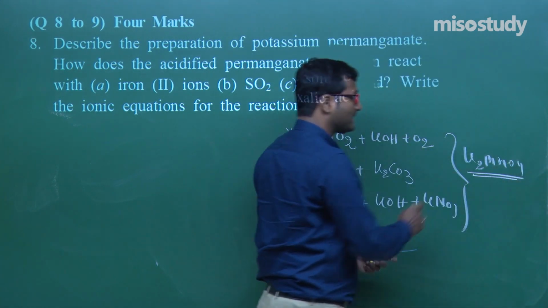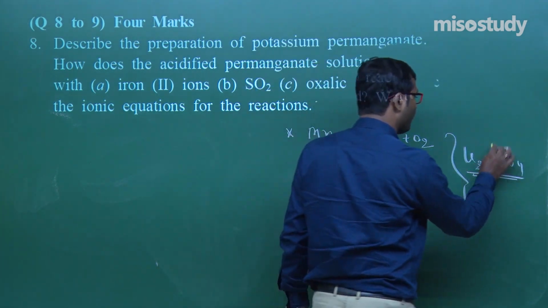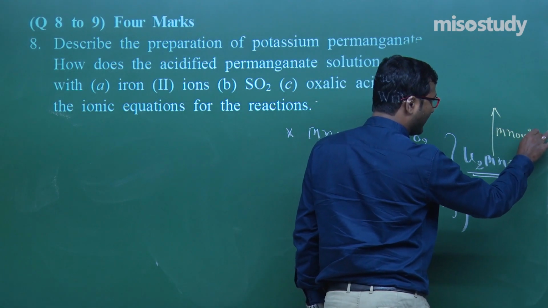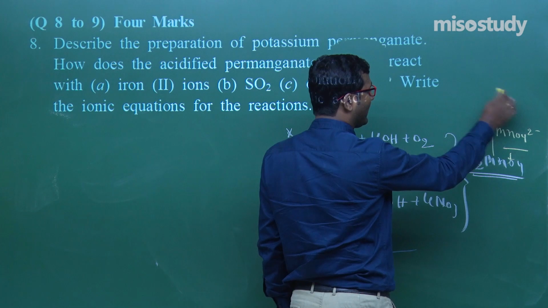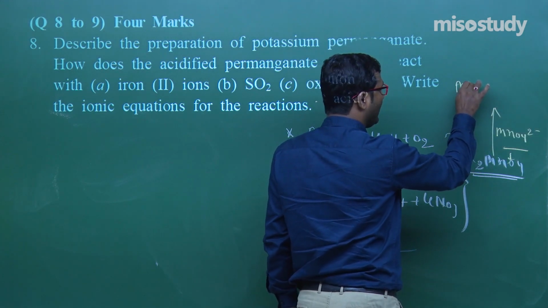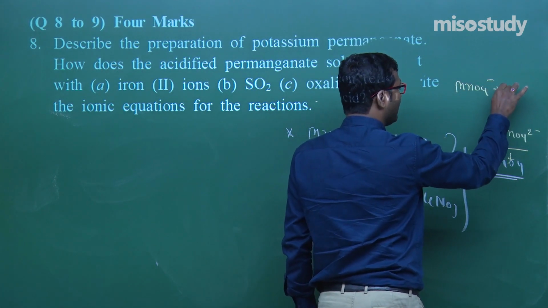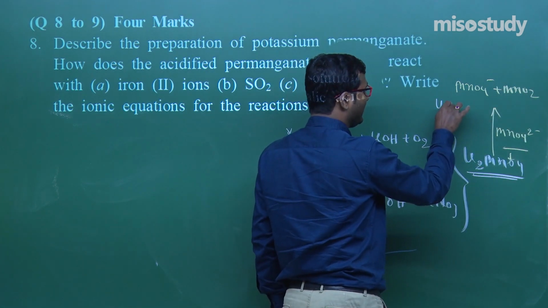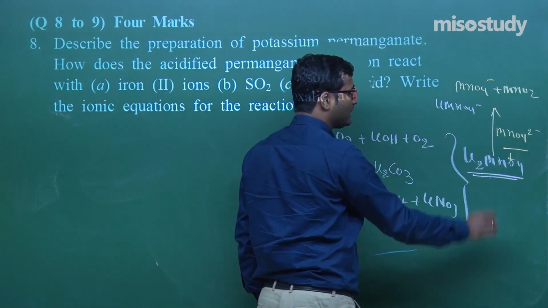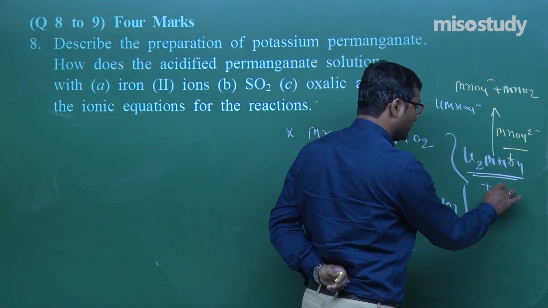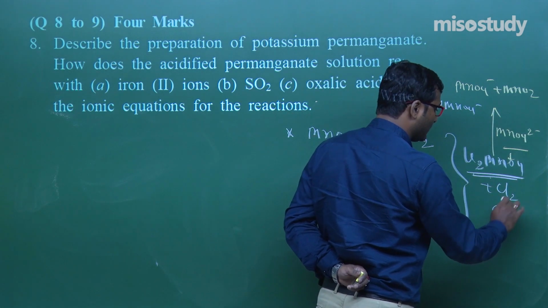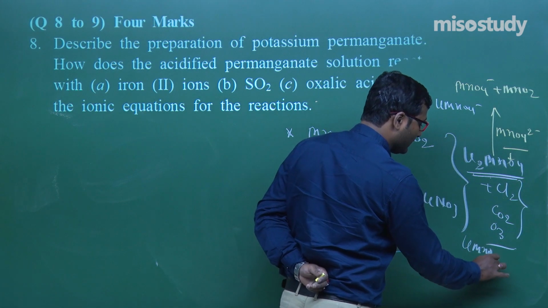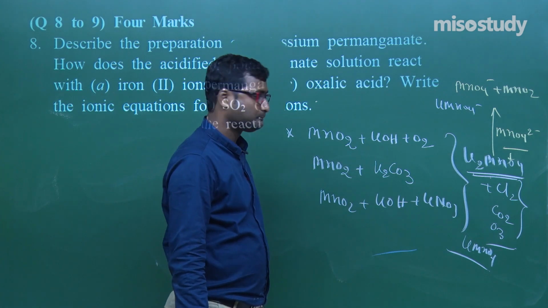Remember this? Yes sir. Now by disproportionation reaction, as I told you earlier, MnO4 2 minus is converted to MnO4 minus plus MnO2. This is the first method for KMnO4. Now K2MnO4, when treated with chlorine, carbon dioxide or ozone, gives you KMnO4. Remember this, it's very simple, clear?